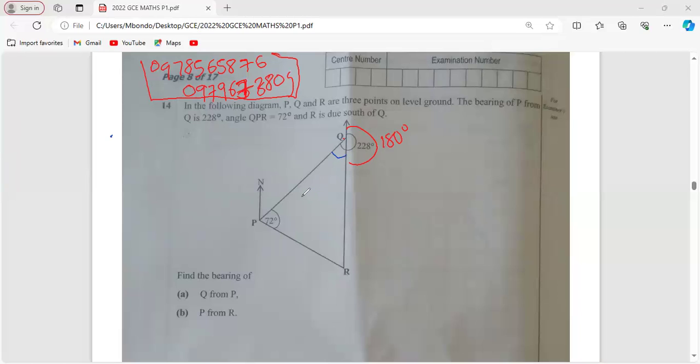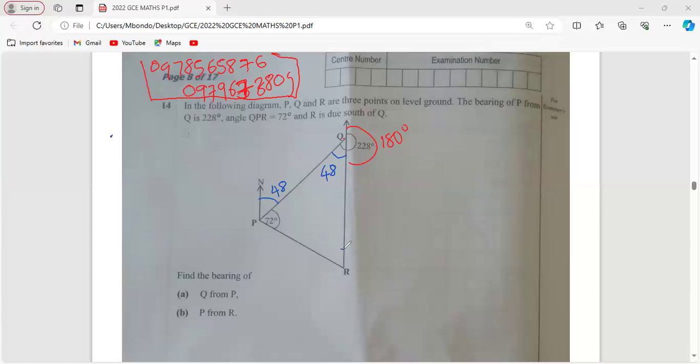We just have to subtract 228 minus 180. We are going to get 48. So this angle here is 48. And going by the rules of alternate angles, this angle here is 48. We can as well say this one here is 48.